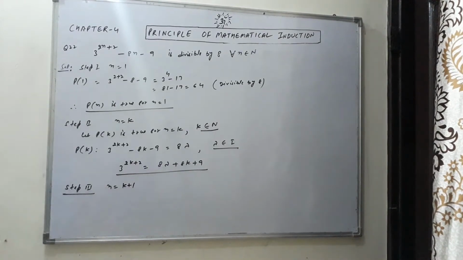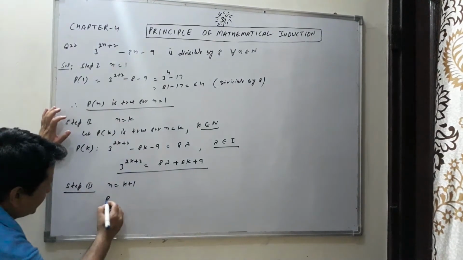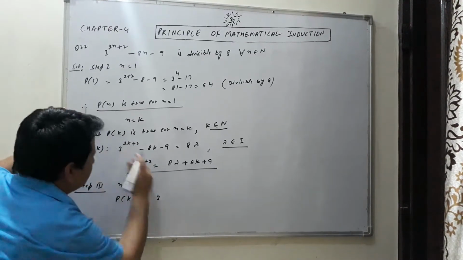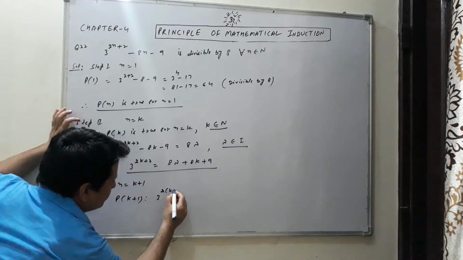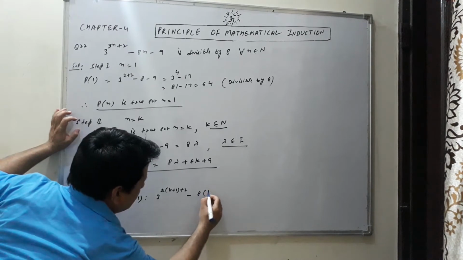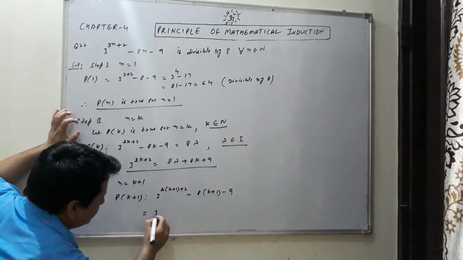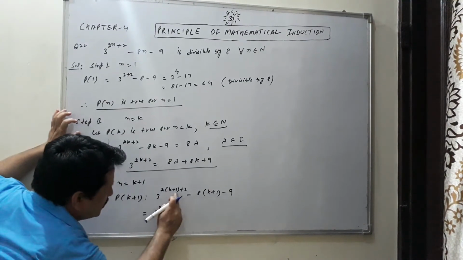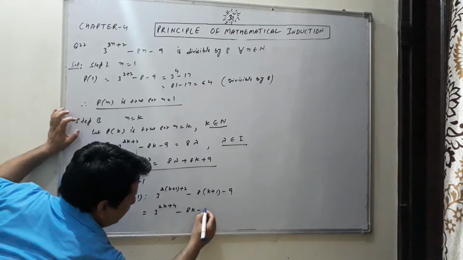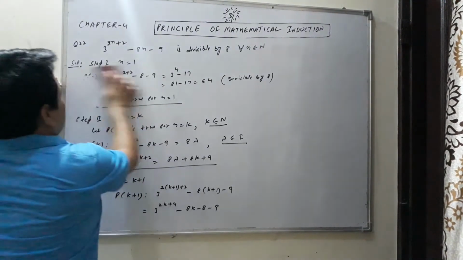Now here we shall prove that n equal to k plus 1 is also true. So you will say P(k+1), that is 3^(2(k+1)+2) - 8(k+1) - 9. Students, it will come as 3^(2k+2+2), 2 plus 2 is 4, minus 8k minus 8 minus 9.